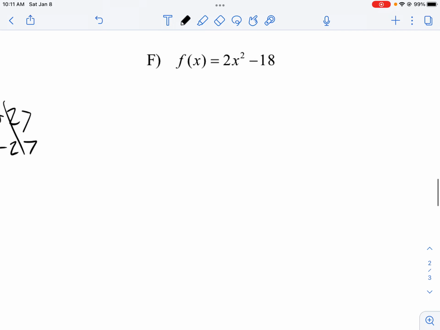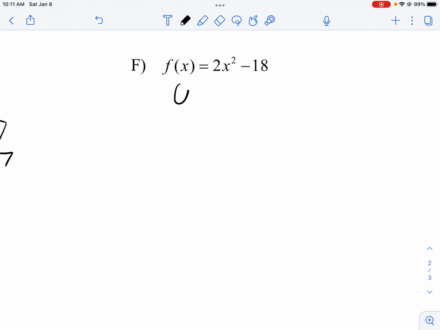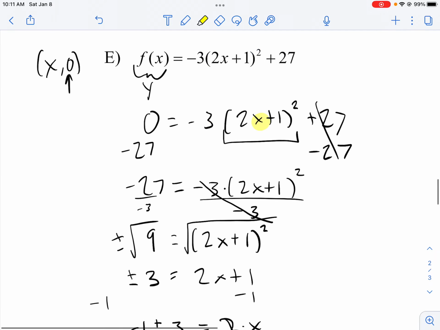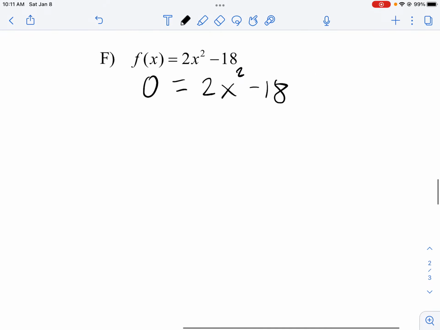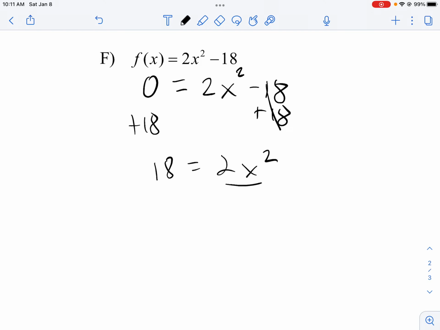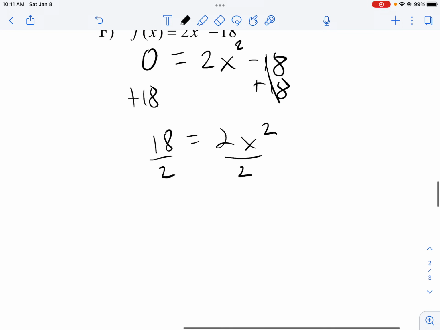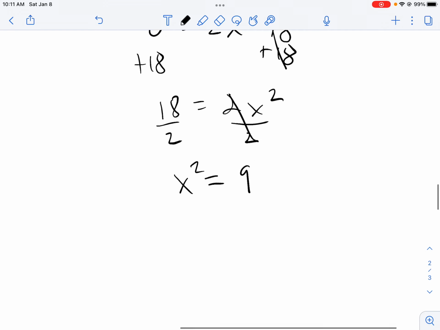Alrighty, and then for example F, same thing as before, we put 0 in for our y, and then we solve for x. Now, same as before, how many x's do we have in our equation here? You got 1. We have only this x squared. This is literally going to be the exact same solving method as what we just did. So we add 18 over to the other side. Now we have 18 equals 2x squared. Divide by the 2. So now we have x squared equals whatever half of 18 is, which is 9, by the way.